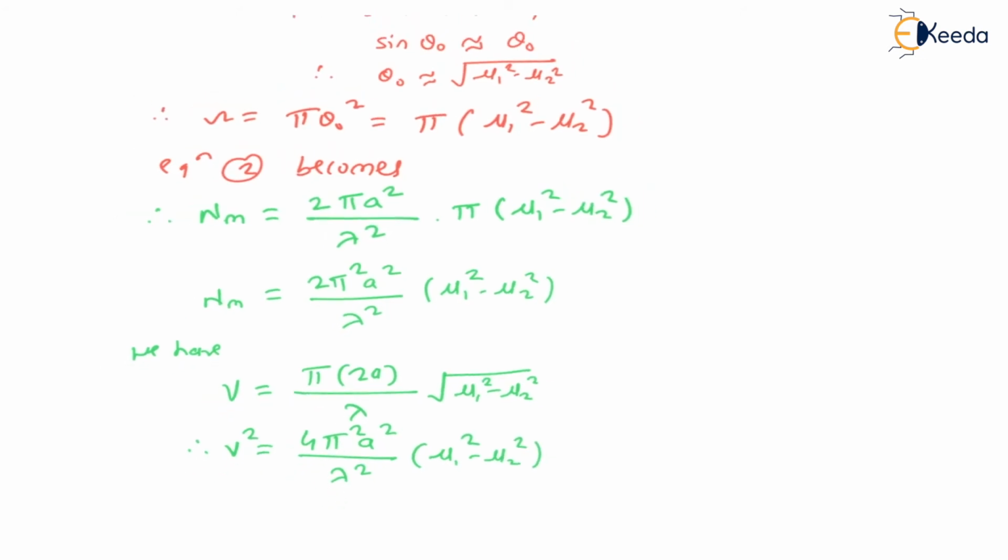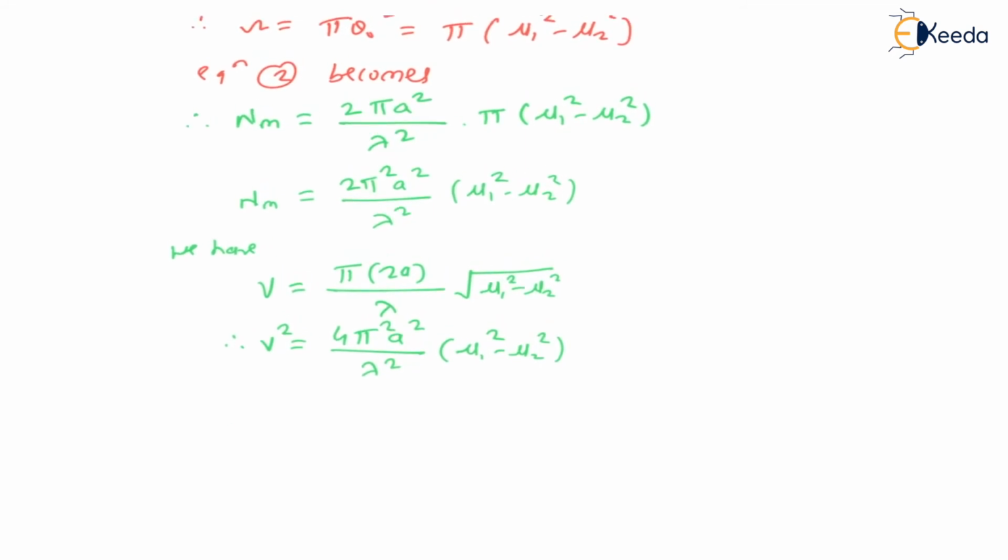So now again from this equation, I'll write this equation as 4, here it will come to the denominator. So here V square by 4 will be pi square into a square divided by lambda square into mu1 square minus mu2 square. So now we'll substitute this value in equation number 3.